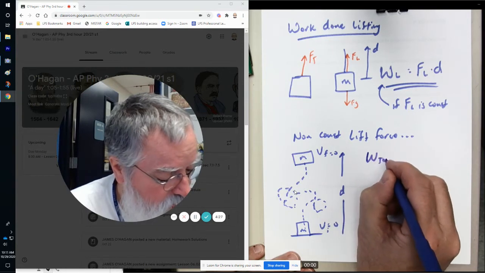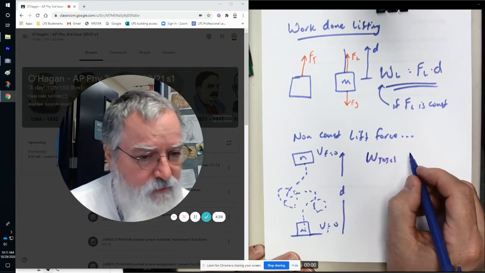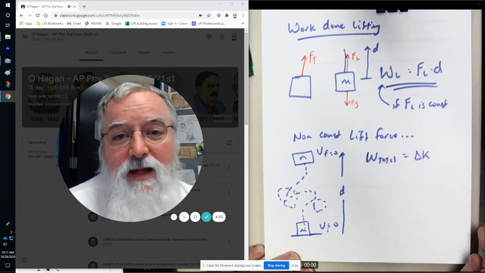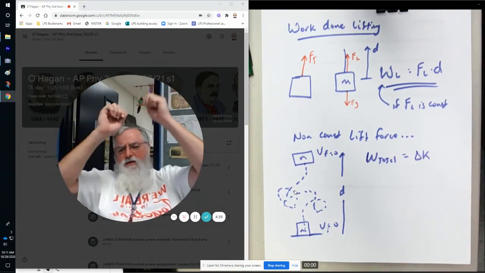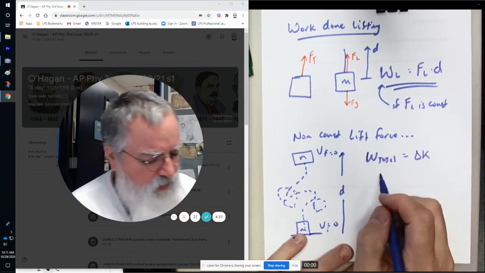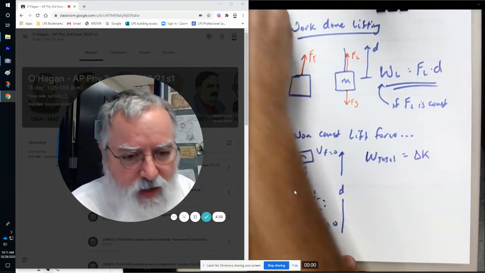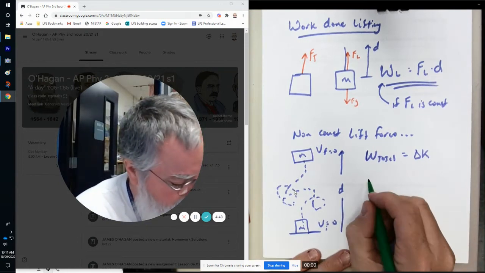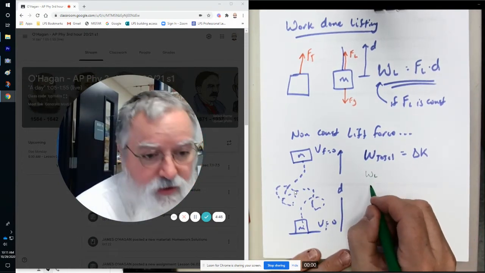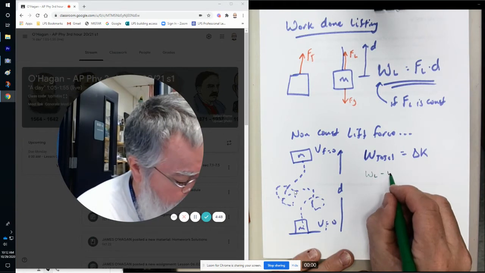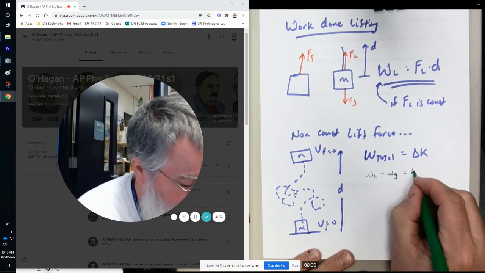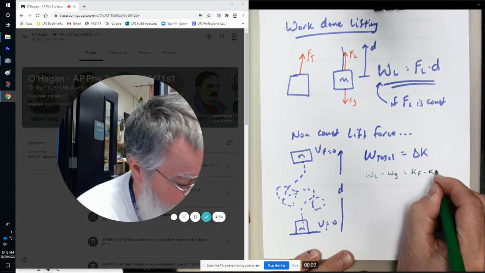Work total equals change in kinetic energy. Work kinetic energy theorem. In our case, what are the two works we have? We're lifting up, so let's make up the positive direction. I've got the work done by the lift, that's what I'm going to try to figure out, minus the work done by gravity equals the change in kinetic energy, which is kinetic energy final minus kinetic energy initial.